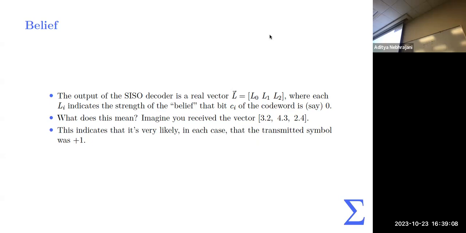So what does this mean? It means that let's say you receive this vector here, 3.2, 4.3, 2.4. In each case, it's very likely that the transmitted symbol was 1, because jumping all the way from -1 to here is very unlikely, but going from here to here is much more likely, and this is just because of how the Gaussian distribution works. Make sense? So with high probability, you know that all of these will pass.